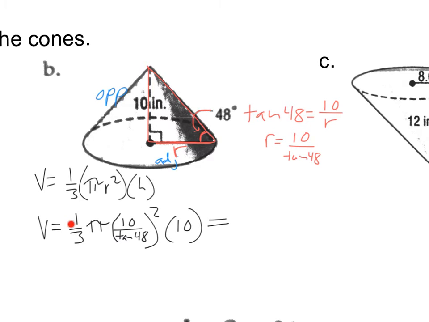So let's look at everything that's on top. I have a 1, a pi, a 10 squared, and a 10. So 1 times pi is just pi times 10 squared times another 10. That's like 10 cubed. So that is 1,000 pi on top. Okay, so that's not too bad. On bottom, I have a 3, and I still have a tangent 48 that's being squared. So you would have to write it like this. And that's kind of as simplified as you could write that.